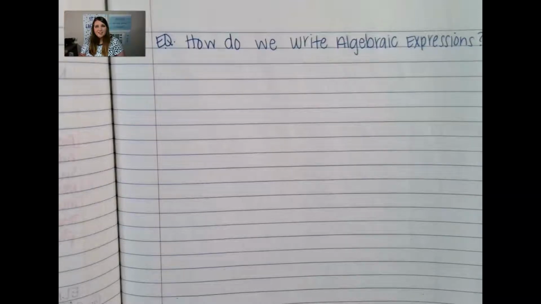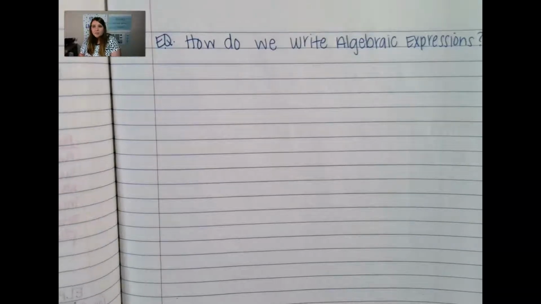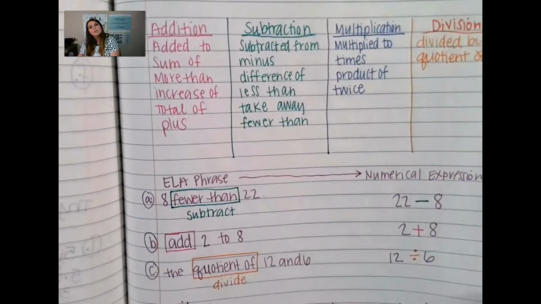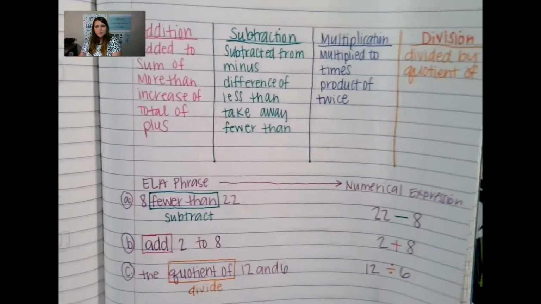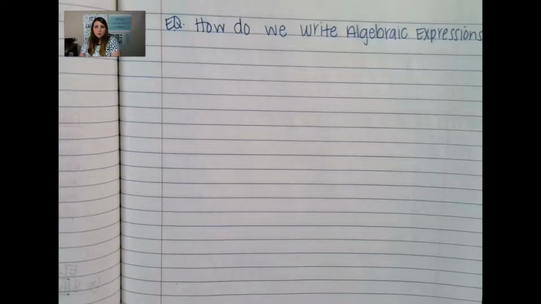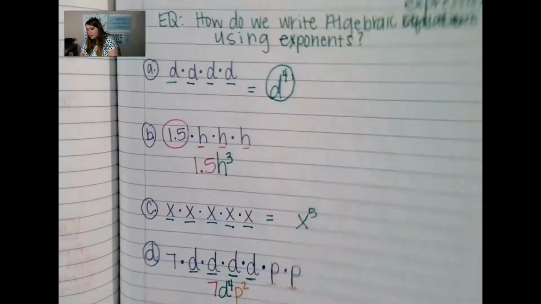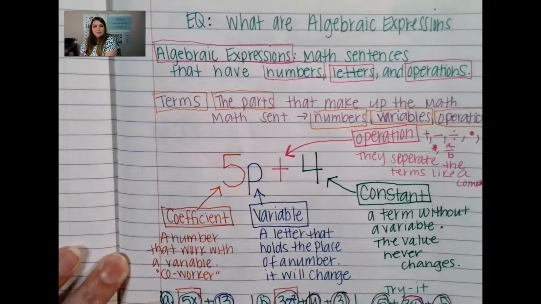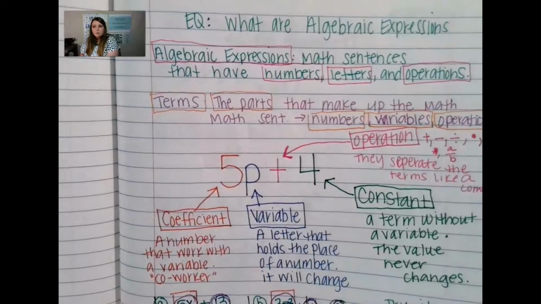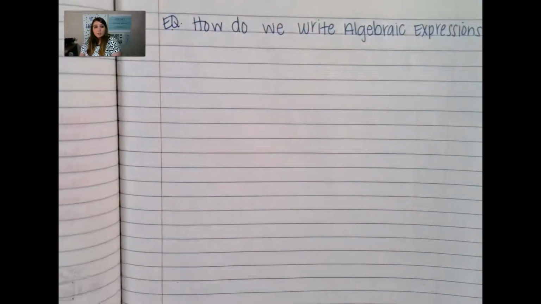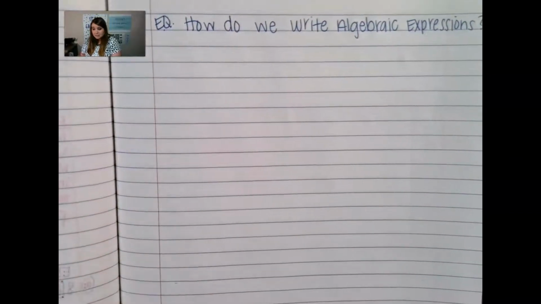Hi everyone. All right, today we are going to be learning about writing algebraic expressions. So we are going to continue our journey from yesterday where we wrote down some clue words and we turned ELA phrases into numerical expressions. Today we're going to look at turning them into algebraic expressions. If we look back in our notes, we know that algebraic expressions are just math sentences that have numbers, variables, and operations. So when we're writing these sentences, we are going to make sure that they have those things.